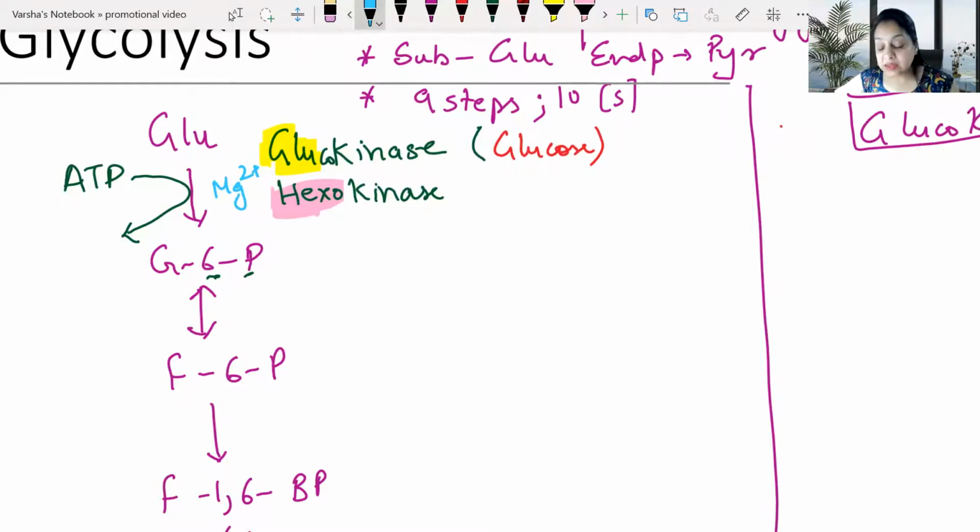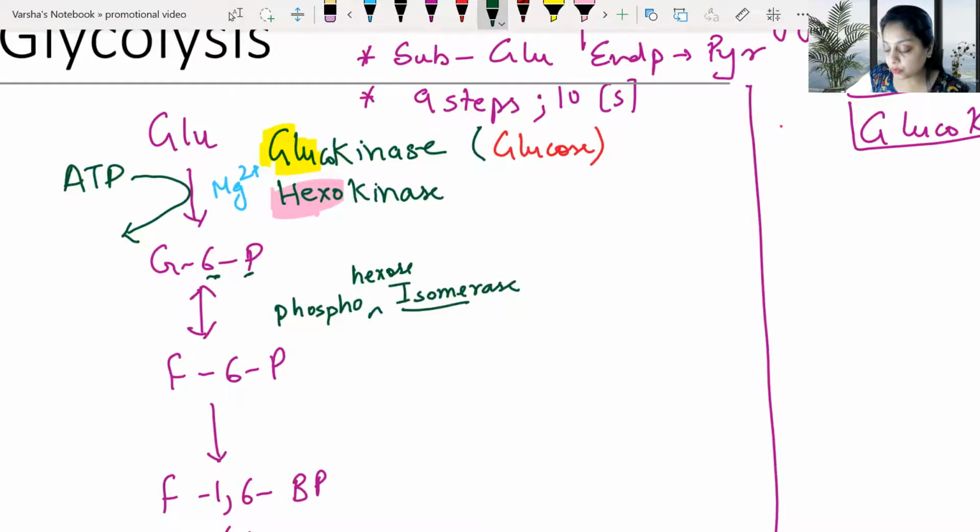This step requires magnesium ion. Then glucose 6-phosphate is converted into fructose 6-phosphate, and these are isomers of each other. So the enzyme is an isomerase, right? What is important is that you should know it is a phosphohexose isomerase. Otherwise, it's an isomerase enzyme, right?